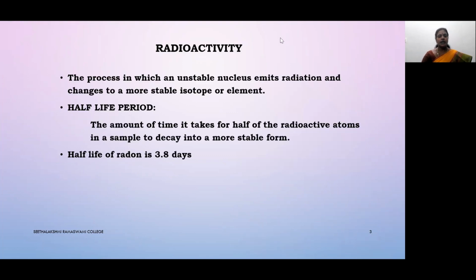Radioactivity. Radioactive decay, also known as nuclear decay, radioactivity, radioactive disintegration, or nuclear disintegration, is a process by which an unstable atomic nucleus loses energy by radiation. A material containing unstable nuclei is considered radioactive. Radioactive decay is a stochastic, that is, very random process at the level of single atoms.